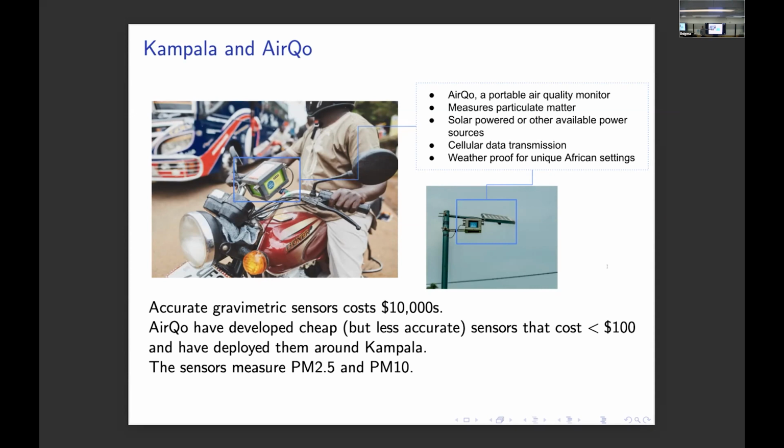So one of the things we do is we attach them to these boda boda drivers, these are motorbike taxis, and we pay them to drive around the city. So they might go to the one expensive sensor we have at the US Embassy, calibrate their sensor there, and then drive around to the other sensors, and we try and post hoc correct all the data to do the best we can with it.